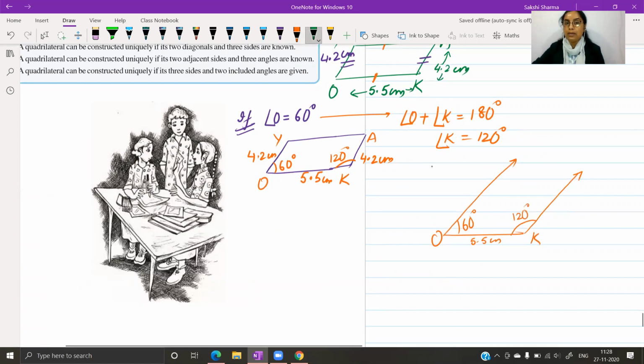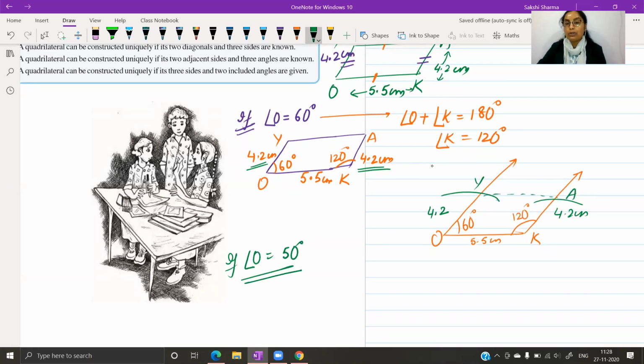The next step will be to obtain these 4.2 from O and from K. यहाँ से आप cut off करोगे 4.2 और यहाँ से cut off करोगे 4.2, and then you will join to obtain your parallelogram. But this could have only been possible अगर हमें angles दिए होते. यहाँ पे मैंने अपनी तरफ से एंगल O को 60 माना, जिसकी हेल्प से K निकल आया और फिर मैं कंस्ट्रक्शन कर पाई. अगर मैं यहाँ पे एंगल O को लेट कर लूं मे बी 50 डिग्रीज, तो एंगल K आपके पास हो जाएगा 130 डिग्रीज.